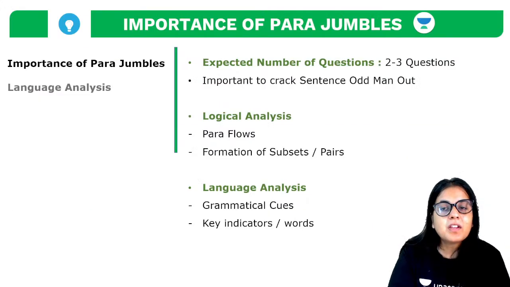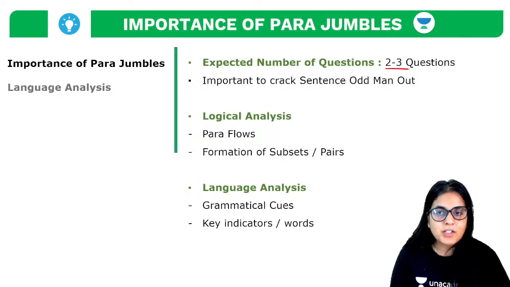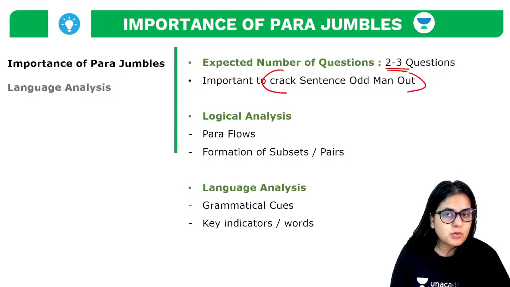Let's get started. So importance of para jumbles: you get 2 to 3 questions out of para jumbles, and it is also a very important topic because it helps us crack sentence odd one out questions as well. In odd one out also we have to find out subsets.